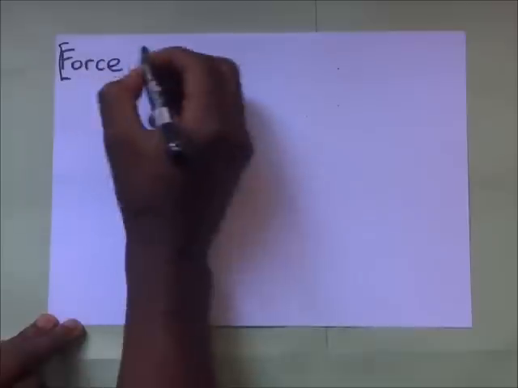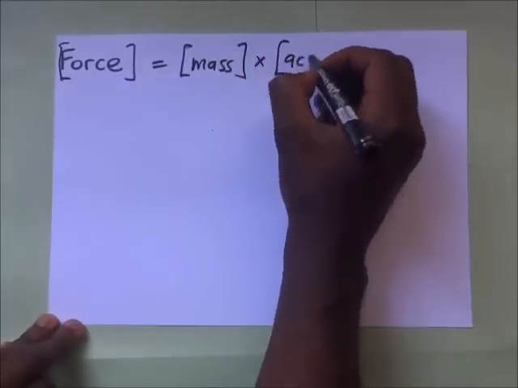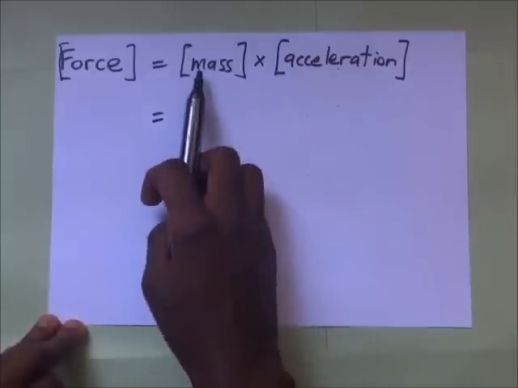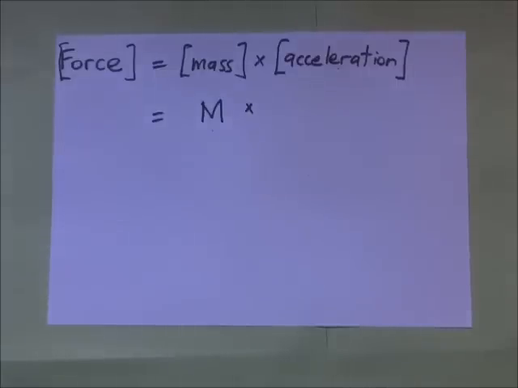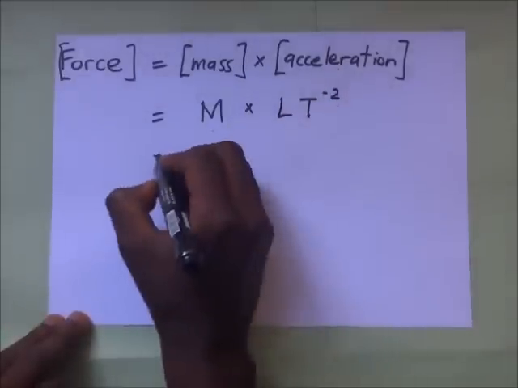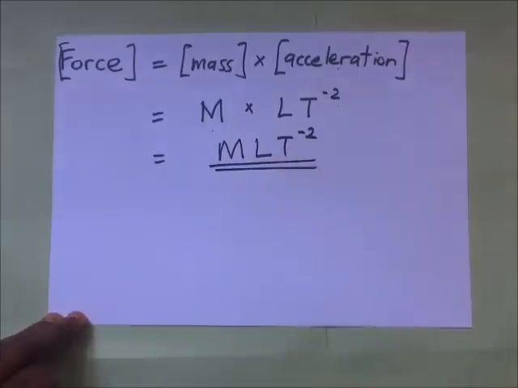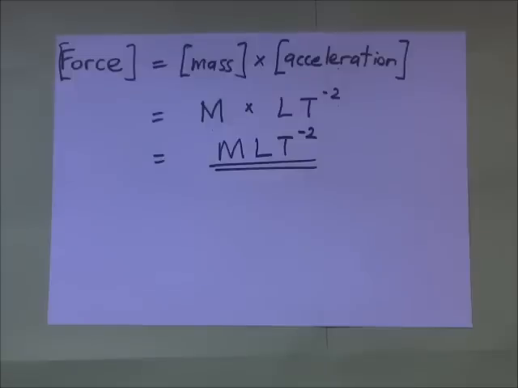Looking at the dimensions of force, we know that force is mass multiplied by acceleration. So what are the dimensions of mass? Mass is capital M. Multiply that by acceleration. Now we already got for acceleration: acceleration is L T to the power negative 2. So times L T to the power negative 2. So the dimensions for force therefore are M L T to the power negative 2. So that simply means that this is how force relates with the three fundamental quantities.